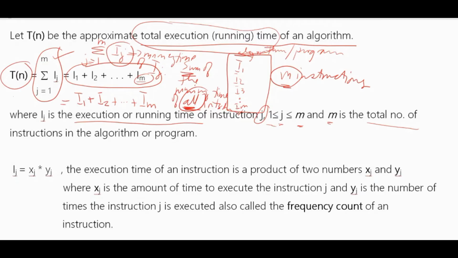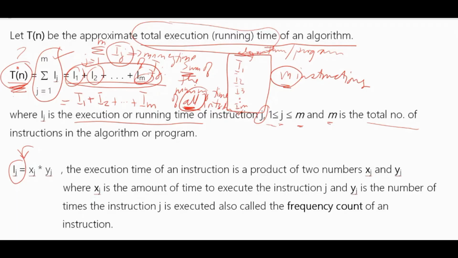And so if we are looking for the value of T of n, then we need to know each of these Ij, right? Because T of n is equal to the sum of all Ij. So the next question is, how do we compute the value of Ij, the running time of one instruction j?